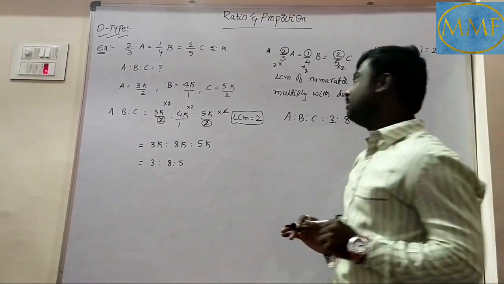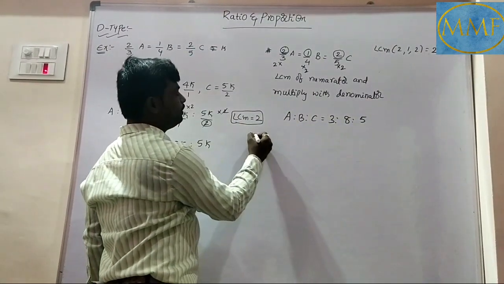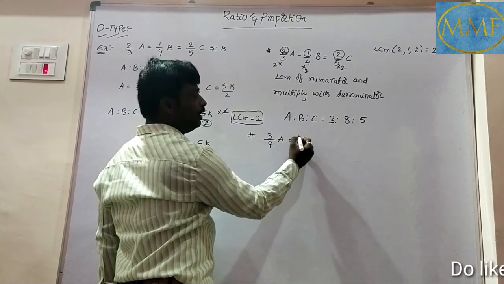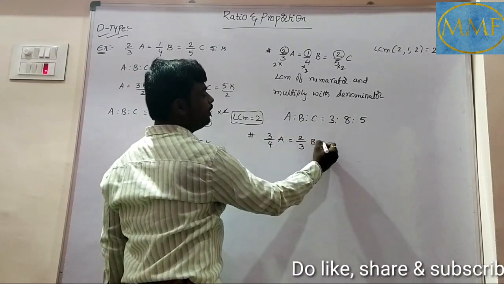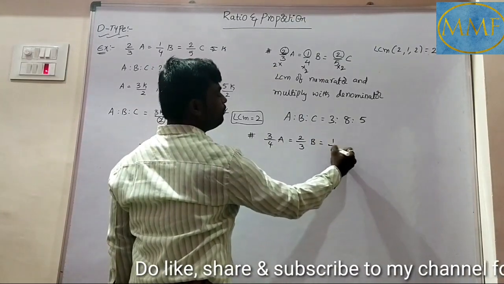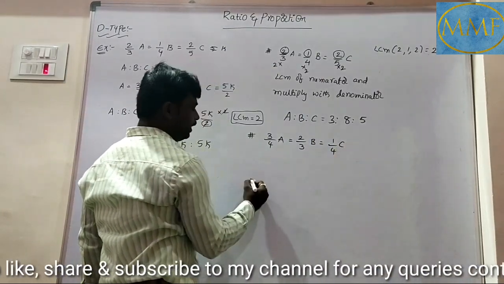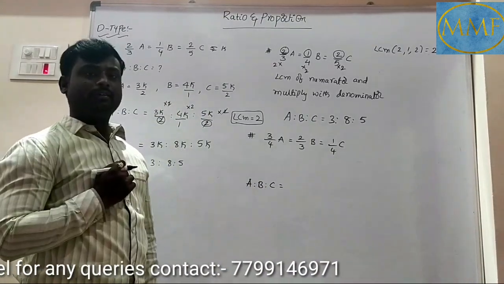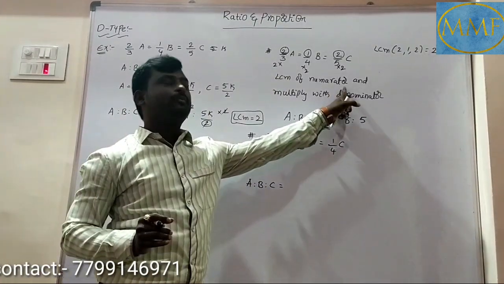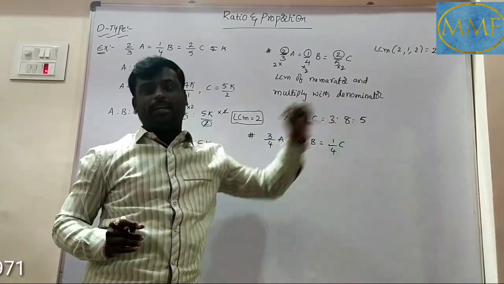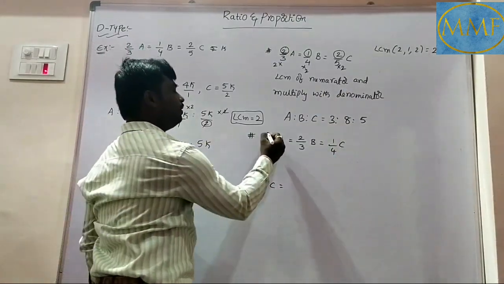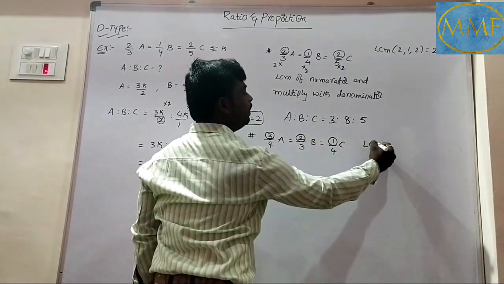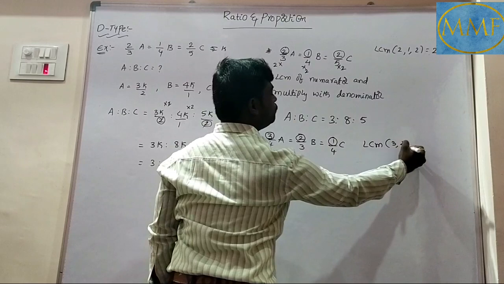We'll see one more example. See here, a very simple example. 3 by 4a is equal to 2 by 3b is equal to 1 by 4c. I need a is to b is to c. Then what I am doing? Very simple: LCM of the numerators and multiply with the denominator. So what is the LCM of 3, 2, 1?